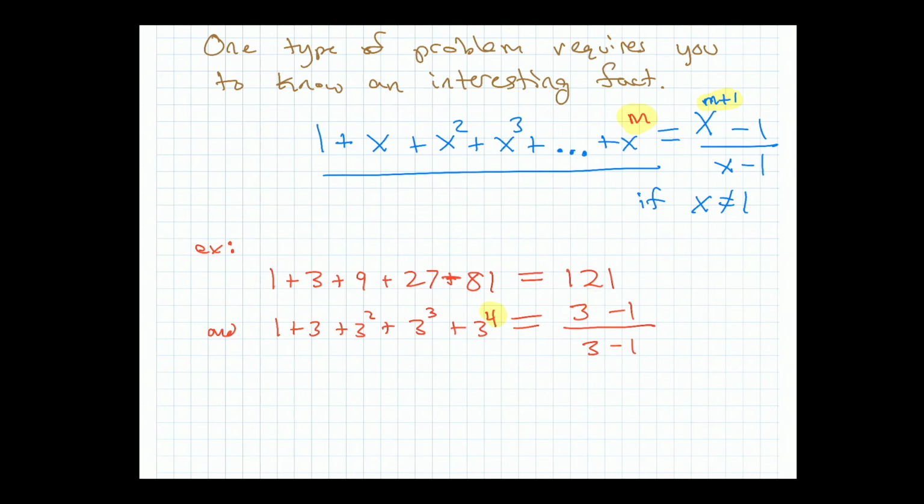And when you look at it this way, it's not so complicated of a formula, right? 3 to the 5th minus 1 over 3 minus 1. And if you write that out, hopefully we'll see that it's correct. On the bottom we got 2, and on the top, 3 to the 5 minus 1 is 242, which is in fact 121, right? So it's 121, and if you add it up, it's 121.